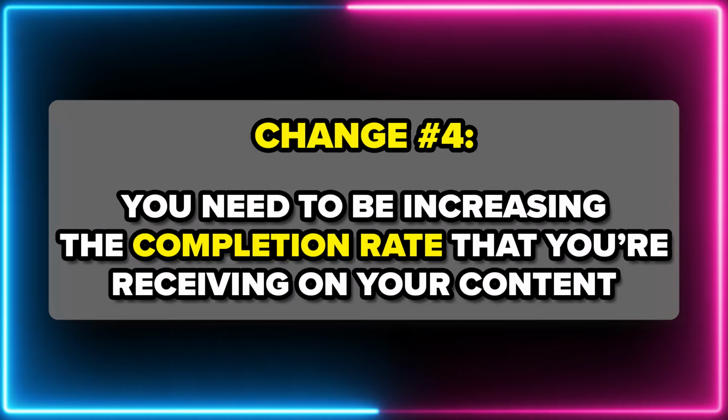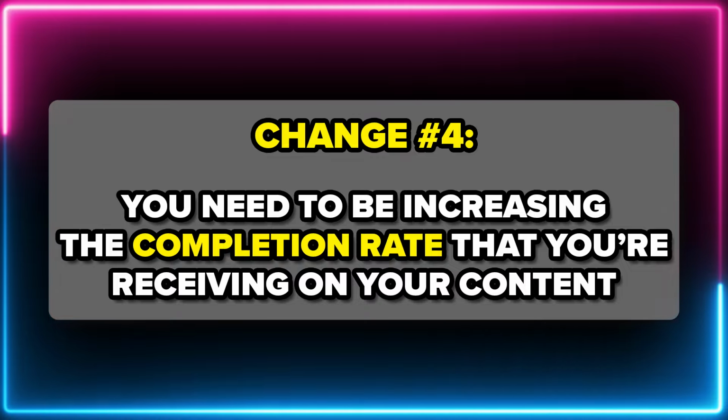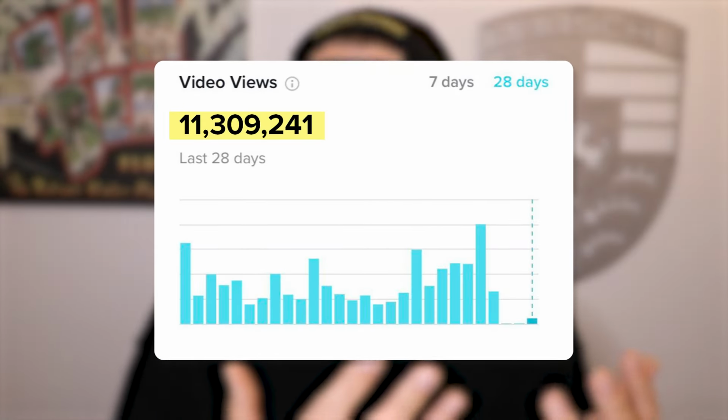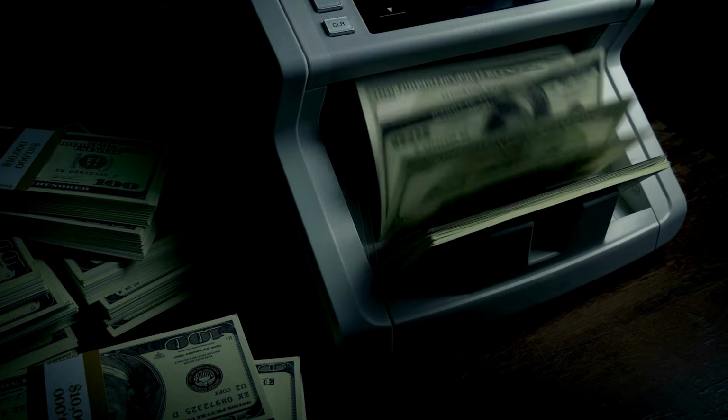Now, change number 4 is you need to make sure that you increase the completion rate that you're getting on your content right now. In the past, you could have gotten away with 30%, 40%, or even 50%. But now, if you want to maximize your views on TikTok and get as many followers and be able to make the most money possible on TikTok, you need to make sure that you're getting a completion rate consistently of over 60%. Now, this is simply going to come down to you doing 3 things correctly.